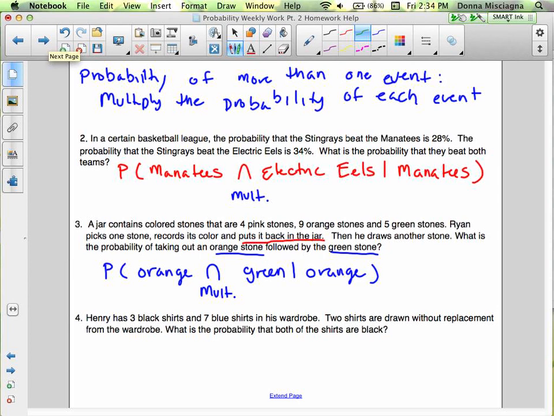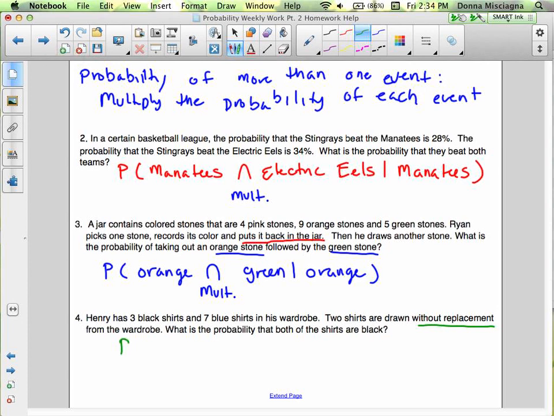Henry has 3 black shirts and 7 blue shirts in his wardrobe. 2 shirts are drawn without replacement. This is 2 events, multiplication. And notice it's without replacement. He's not putting it back. What's the probability that both of his shirts are black?